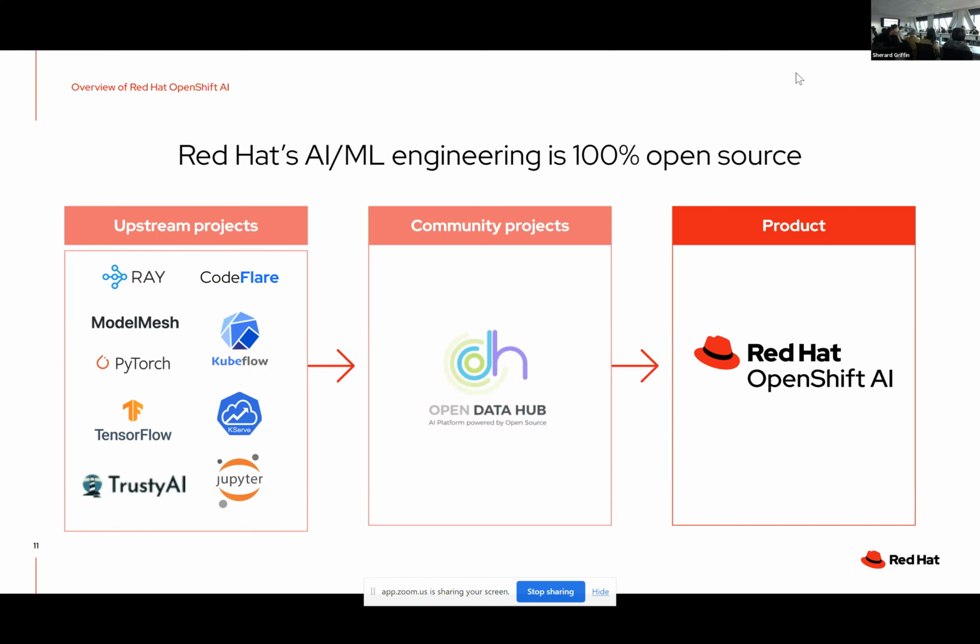So we're active in the Ray community, Kserve, Kubeflow, TensorFlow. We launched a community ourselves called Trusty AI, which is about AI explainability, bias detection, all of those interesting things. And then we have an open source community called Open Data Hub that pulls all of that together. And so if anyone's looking to get active in that, we could use free development, so please do.